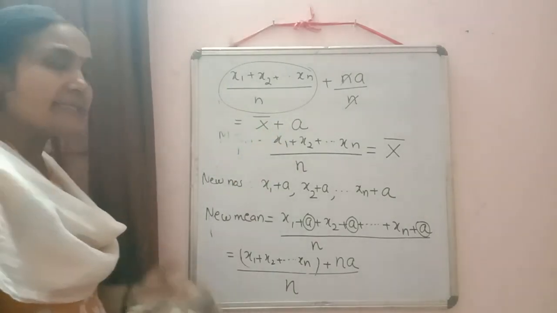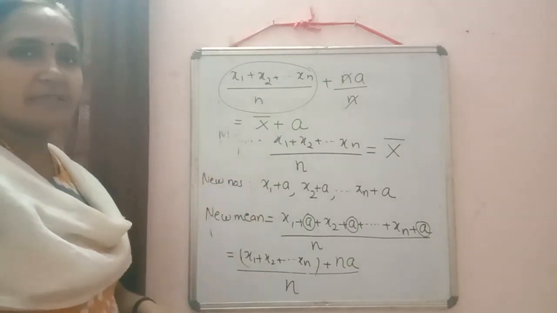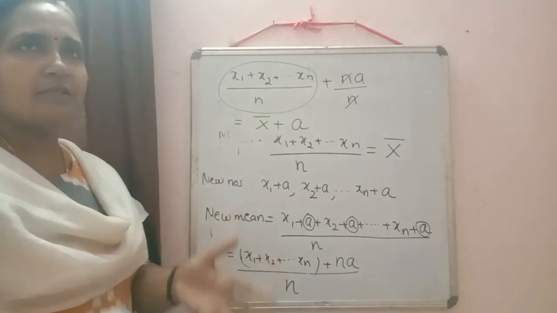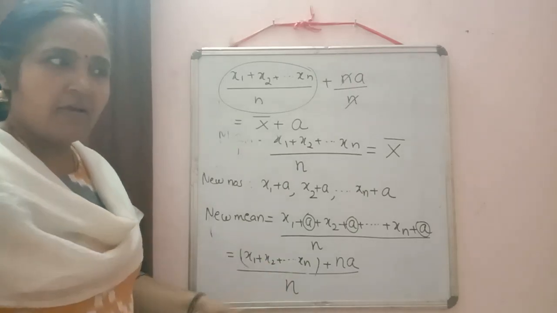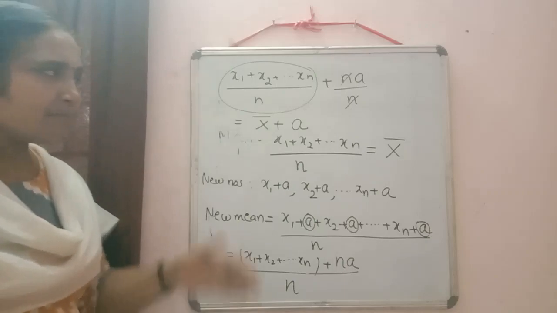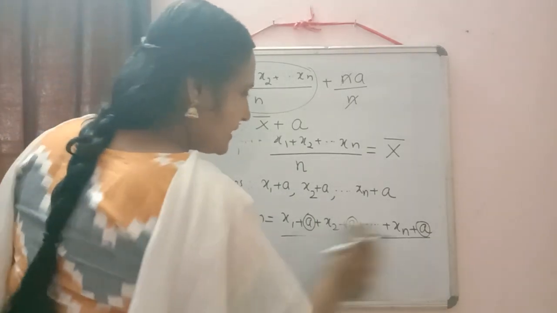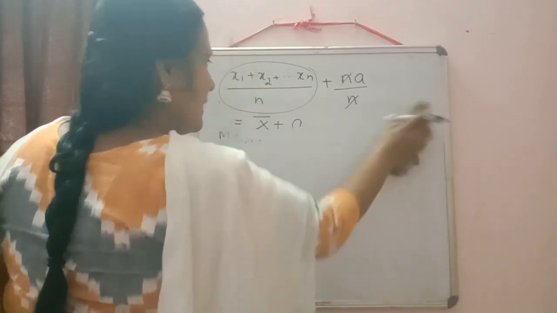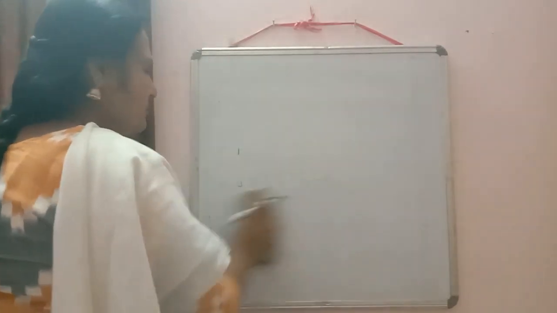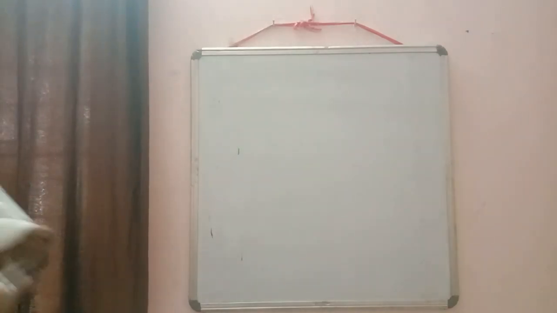So based on this concept, mostly in multiple choice questions, these concepts can be asked. If each observation is increased by 5, write what will be the new mean. So that we will discuss. So the first part is over. What? When each observation is added by a. Now we will check if each observation is subtracted by a, then what will come?